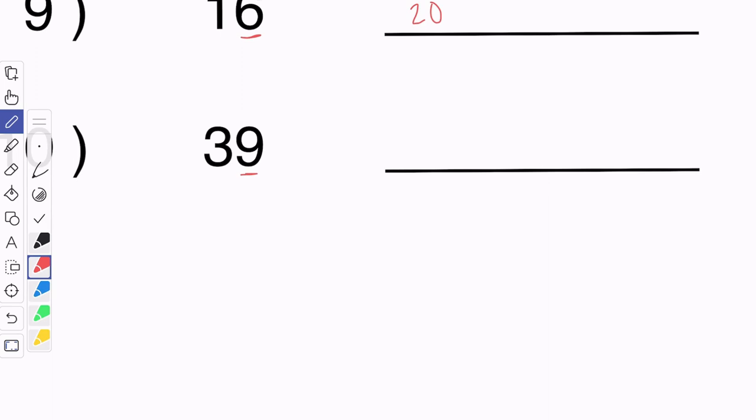For 39, with 9s you're always going to round up because it's just one away from the next 10. So the closest 10 to 39 is going to be 40.